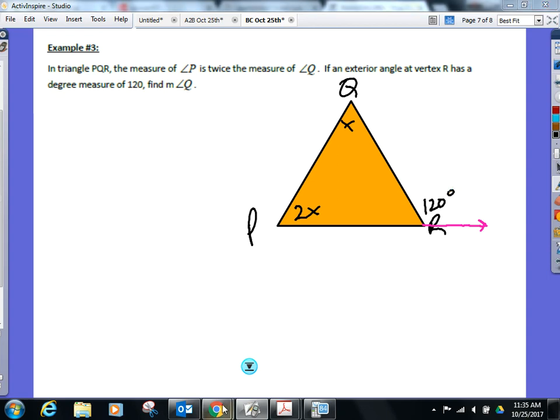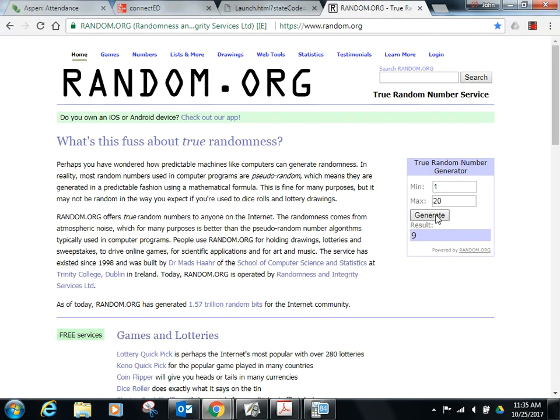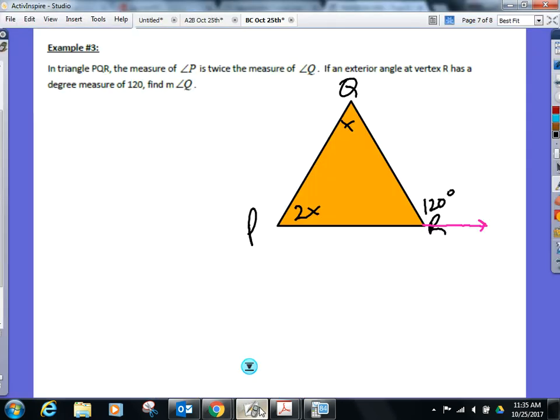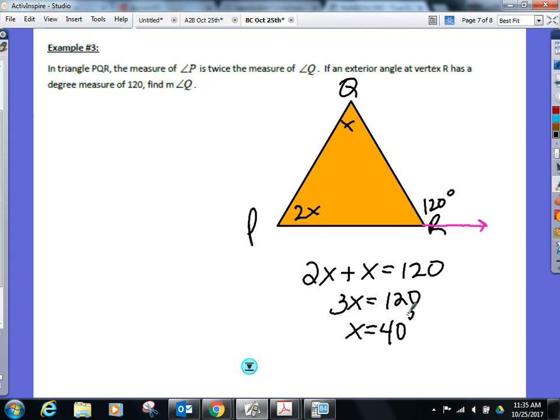Got an equation you can set up now for me? What's the equation here? 2x plus x equals 120. Exterior angle is equal to the sum of the two remote interiors. There it is. Some of you guys got to get over this hump. Make sure you solve for what is being asked. What are we looking for? Angle Q. What did we label as angle Q? Okay, so now we're done.